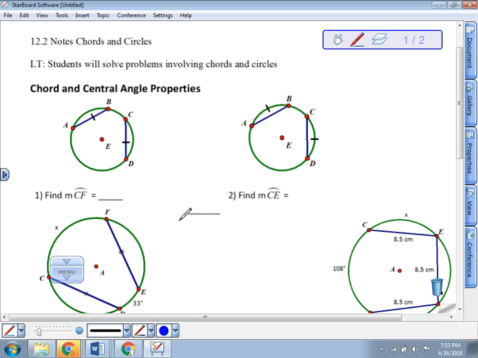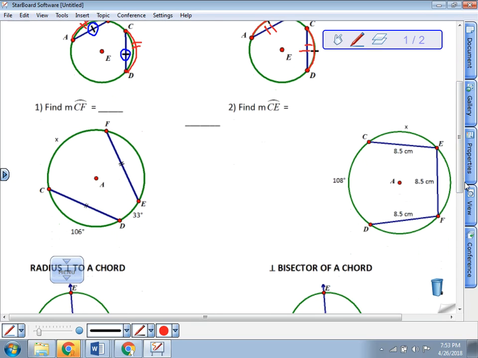So the first one is, if we have two chords that are congruent, then their corresponding arcs, which have the same name, are congruent. So segment AB is congruent to segment CD, then arc AB is going to be congruent to arc CD. And it goes the other way. If we have arcs that are congruent, then their corresponding chords will be congruent to each other. So let's take a look now at how we're going to use that to solve problems.